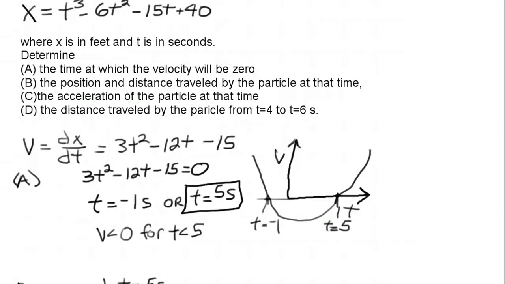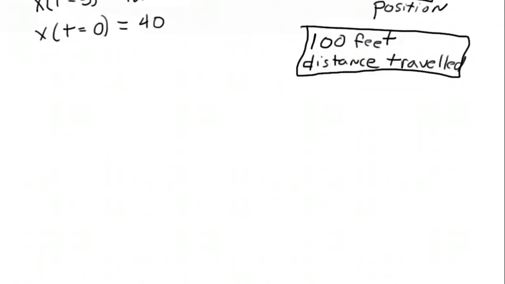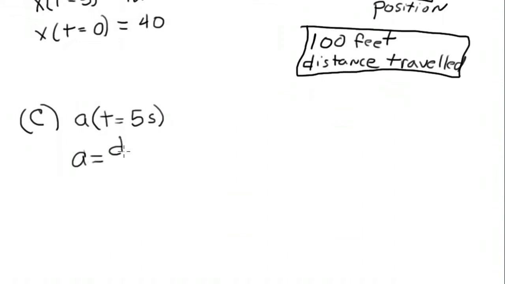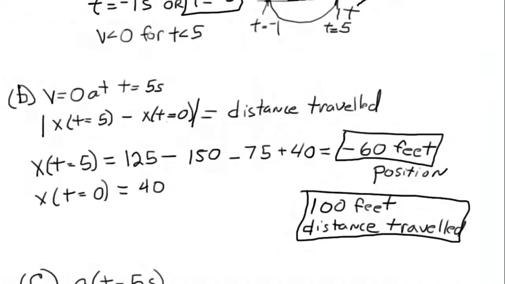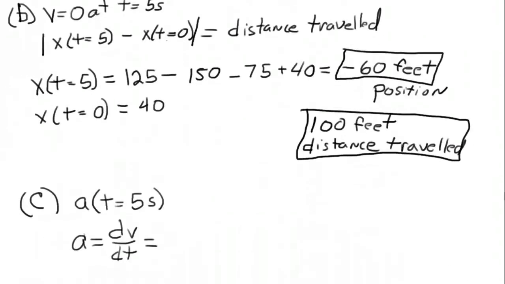Okay, so now we're on part C. What's the acceleration of the particle at t equals 5 seconds? So we just need to calculate the acceleration evaluated at t equals 5 seconds. So let's write down the acceleration, and we know what that is. That's just the time derivative of the velocity. Let's take a look back. We have to scroll back here. What's our velocity? And here we have it. It's dx/dt, 3t squared minus 12t minus 15.